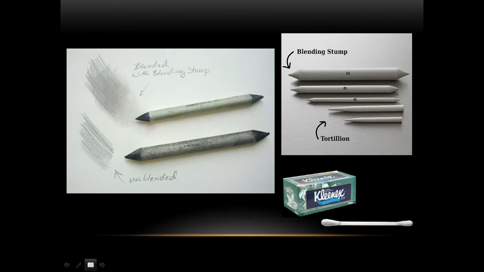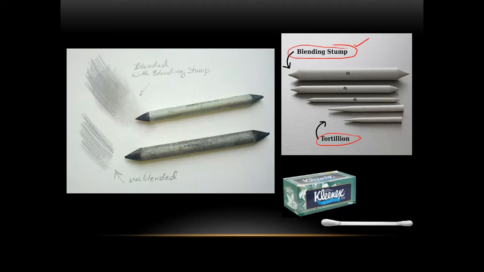Okay, the next tool that's available is the blending stump. This is a blending stump. It's very, very useful, and this is called a tortillon. And these are very similar tools. This is usually what I prefer anyways. So this is used for smearing. Smearing is very important and very useful.